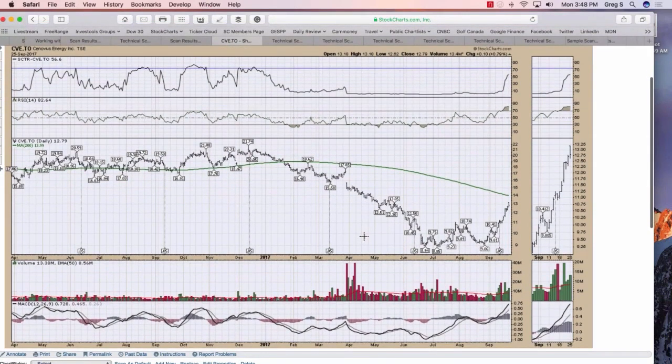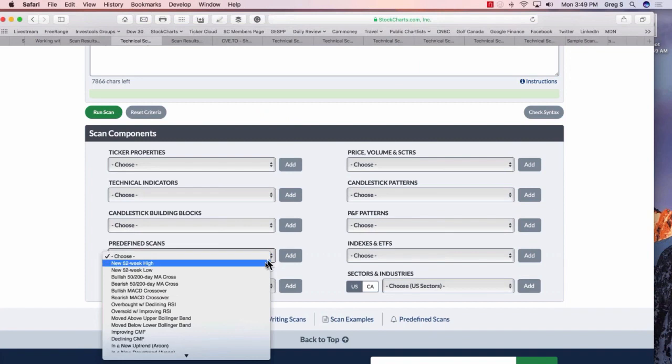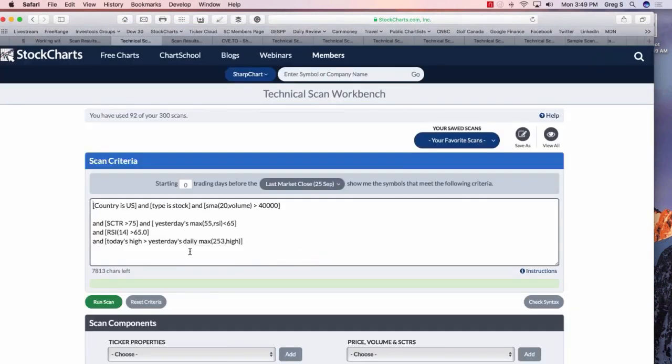So anyway, it is possible to set that technical ceiling on an indicator, and what we do by that, and all of this information, the format of this gets a little tricky, but max in here, if we go get the predefined scan for new 52-week highs, and we put it in here. Yesterday's daily max 253 is the high, so that's the price. Well, we could get rid of that and we could put in RSI, or we could put in SCTR, or we could put in full stochastic.